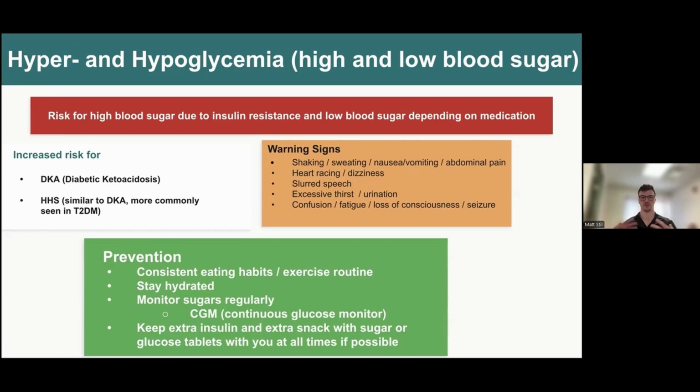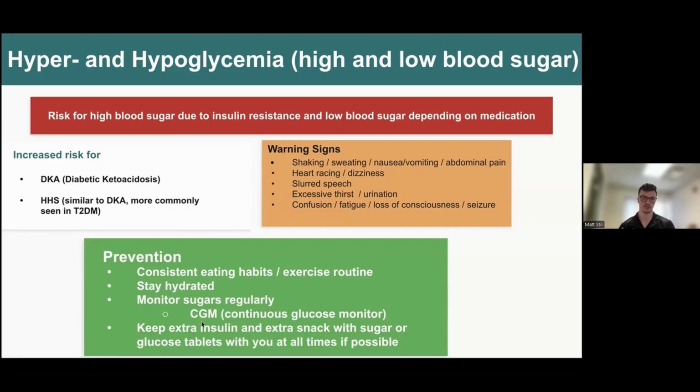You can present with shaking, sweating, a lot of nausea, vomiting. Sometimes you can have confusion, excessive thirst or urination, and a loss of consciousness, and maybe even seizure. Potentially it can be fatal as well. It's very important to keep a close eye on your blood sugars, making sure that they do not go too low.